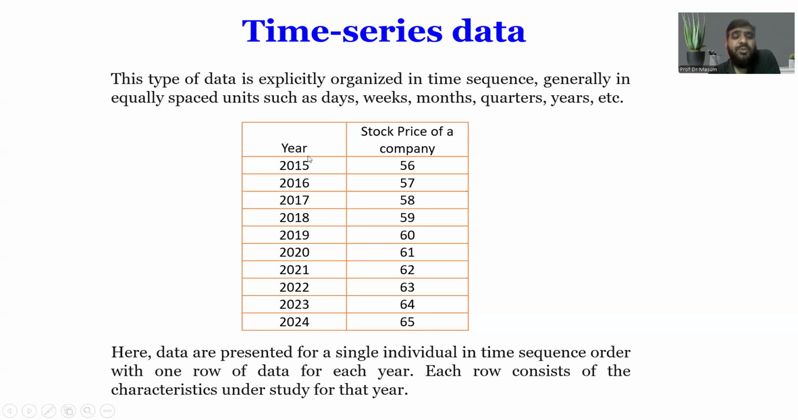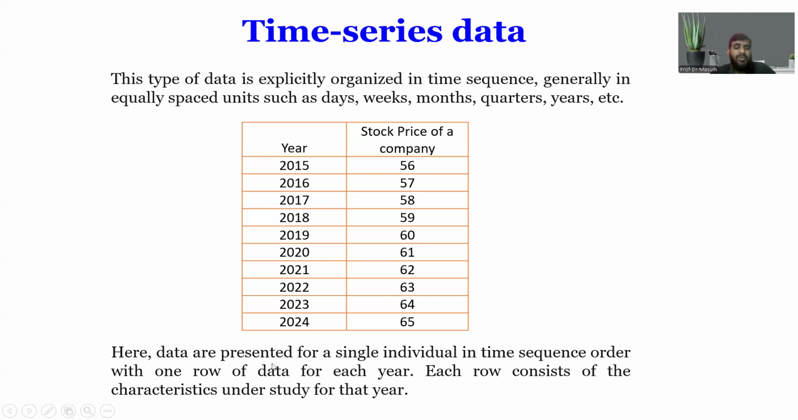And the time series should be a series. It cannot be 2015, 2018, 2030. This is not a series. So you have to organize it in a time sequence. That is time series: time and the value of the variable of study. This type of data is explicitly organized in time sequence, generally equally spaced units. Here the space is 1 year. It may be days, weeks, months, quarters, years.